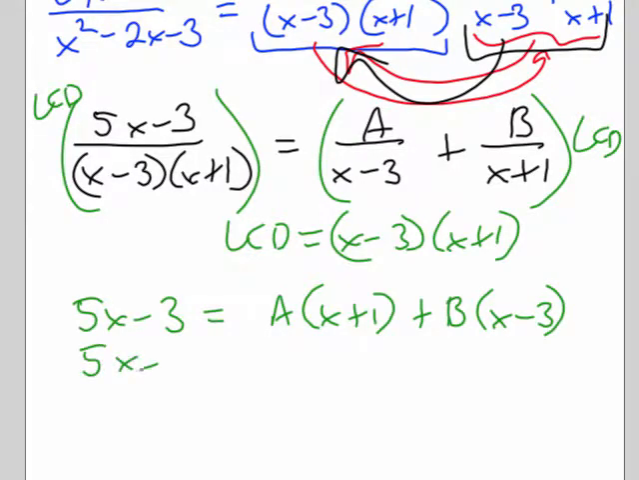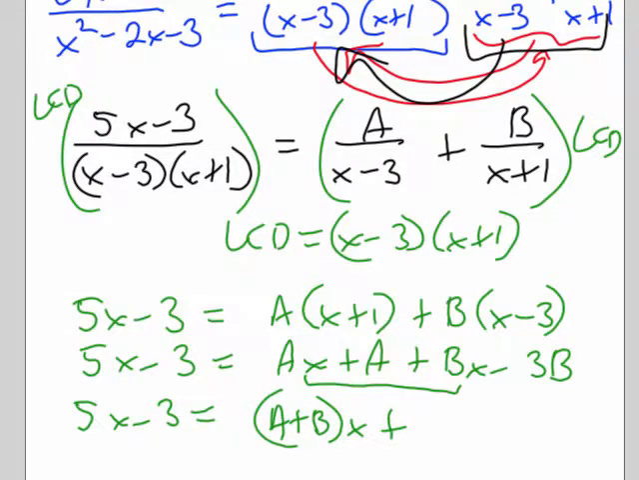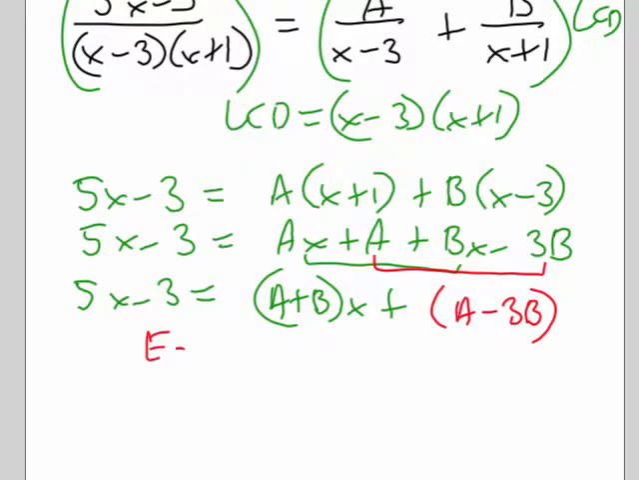I'm going to expand on the right. And then what I'm going to do is gather together on the right the terms with x. So these two terms could be expressed as a plus b times x, and the constants can be grouped together. And then what we're going to do is we're going to equate coefficients.